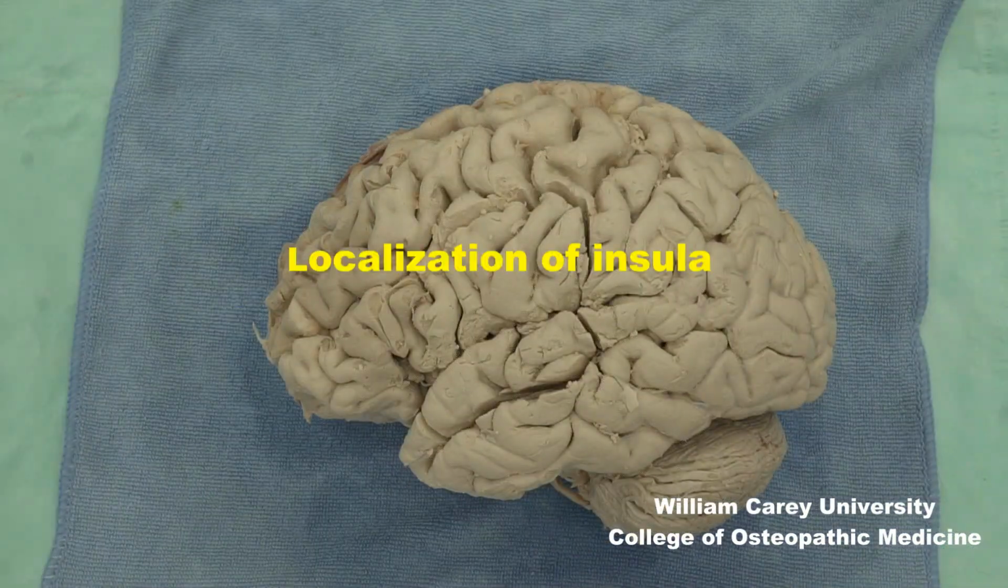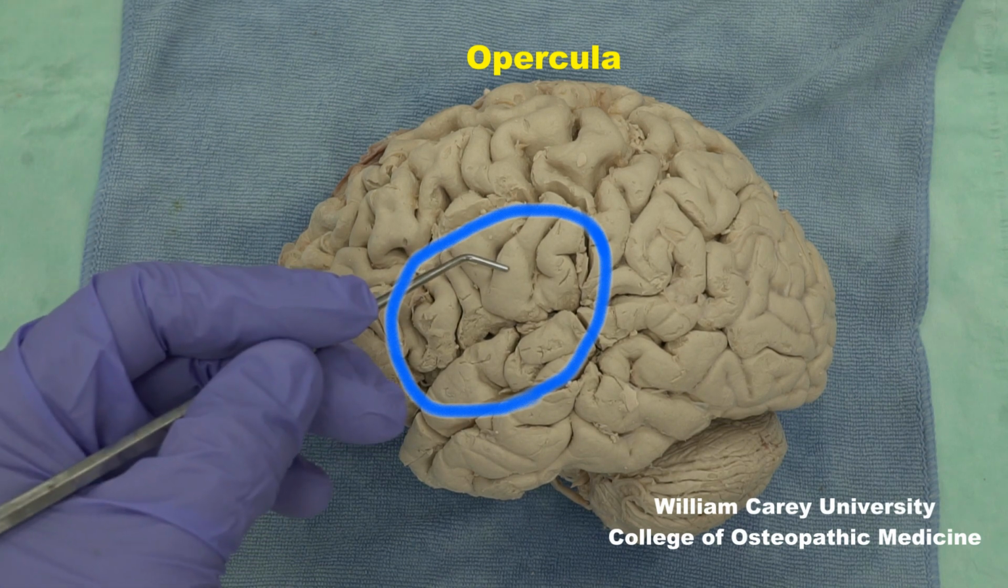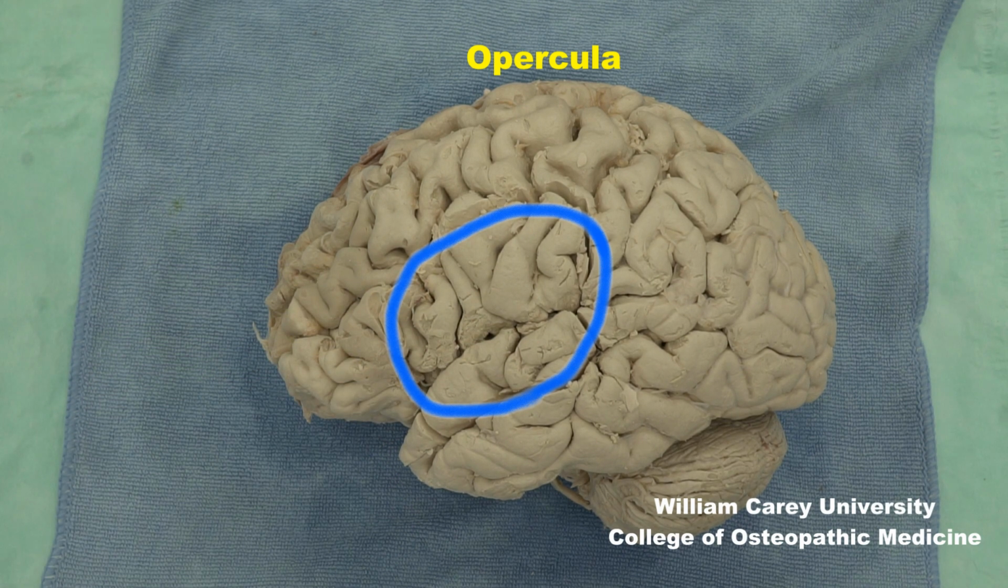In this segment, I am going to show you the insula. The insula is hidden by the contributions of lobes, the opercula, specifically the frontal, parietal, and temporal opercula.